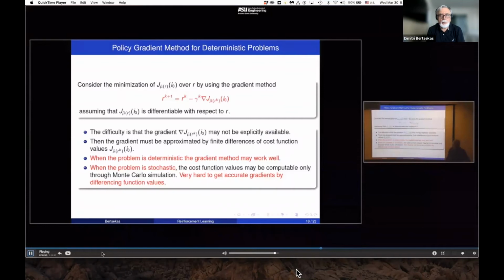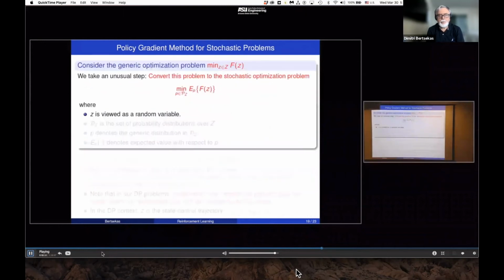The gradients are not available, and they're hard to approximate by Monte Carlo. However, there has been a clever get-around to this that applies to dynamic programming, and it's actually quite popular. To explain this, I'm going to go back to the general problem of optimization of a generic cost function f of a vector z, subject to some constraint.